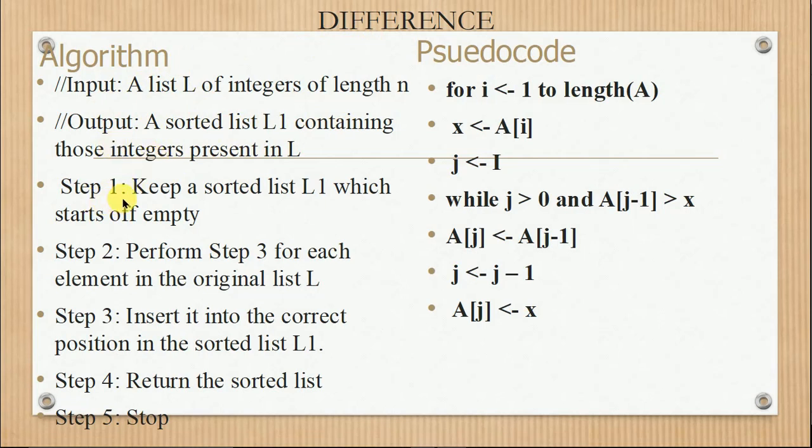In the processing, step 1 is to keep a sorted list L1 which starts off empty. So here they have taken two arrays, L and L1. L is the set of elements we have already read, and L1 is an array that is initially empty, and once the processing starts, it is going to be filled one after the other. Then perform step 3: for each element in the original list L, insert it into the correct position in the sorted list L1.